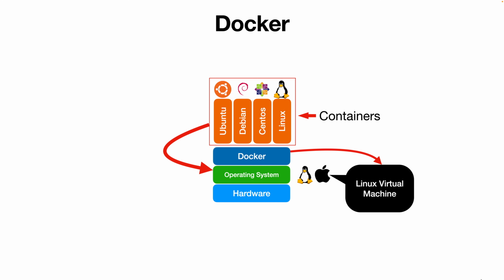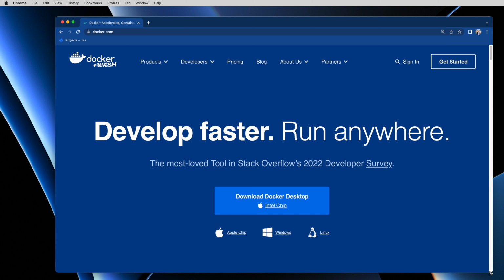And in the case of macOS, it has internally a Linux virtual machine, and that is the one which Docker is going to use to virtualize the operating system for the Linux containers. To start with Docker, you can go to docker.com and install it on your desktop. There is a version of Docker for every operating system, basically for the major ones.